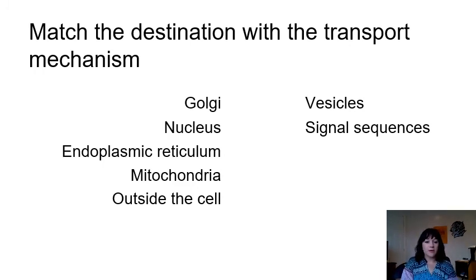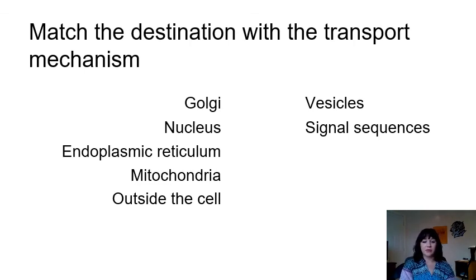So if a protein is going to, let's start with the endoplasmic reticulum. If it's going to end up in the endoplasmic reticulum, what transport mechanism is going to be used? Right? We talked about translocators being involved, helping that ribosome as the protein is being made by the ribosome. It takes that protein and threads it into the ER. So that would be signal sequence.